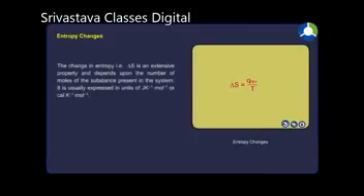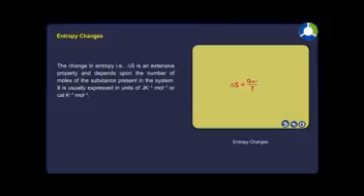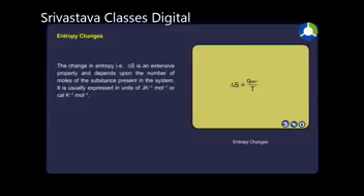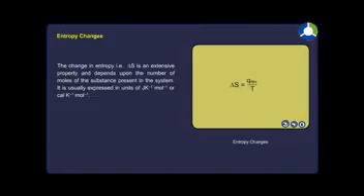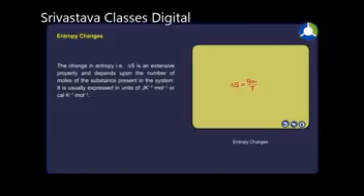The change in entropy, that is, delta S, is an extensive property and depends upon the number of moles of the substance present in the system. It is usually expressed in units of joule per Kelvin per mole or calories per Kelvin per mole.